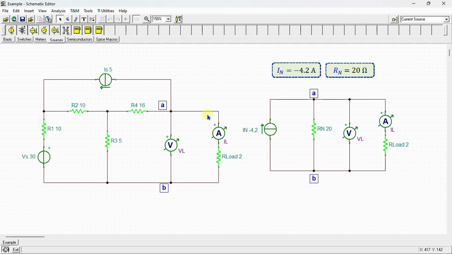between terminals A and B to both the original circuit and the Norton's equivalent circuit, and then I will simulate their behaviors. I also connect a voltmeter and ammeter in order to measure the voltage across the load resistor and the current through the load resistor. Here too I connect a voltmeter and ammeter for the same measurements. Let's move on to analysis.